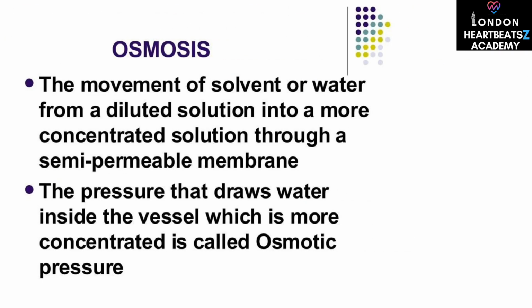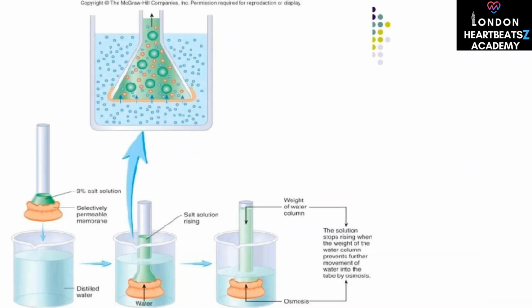distributed. Osmosis is the movement of a solvent, typically water, from a diluted solution into a more concentrated solution through a semi-permeable membrane. The pressure that draws water into the more concentrated vessel is called osmotic pressure. This image shows how osmosis works in a lab setting, demonstrating the movement of water across a selectively permeable membrane towards a higher salt concentration.